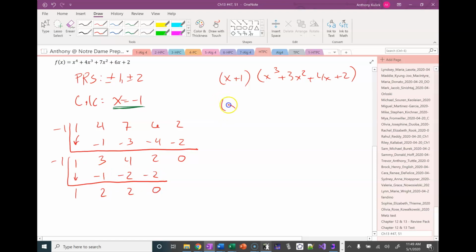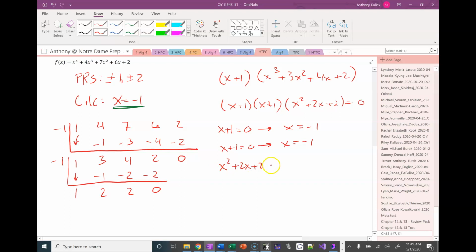So that worked. So now I have factored down to here. And since now I have this factored into linear and quadratic pieces, to find the zeros, I can just set everything equal to 0 and solve. So the x plus 1s, that's easy to solve. There's not much going on there. For x squared plus 2x plus 2, I'm going to use the quadratic formula.